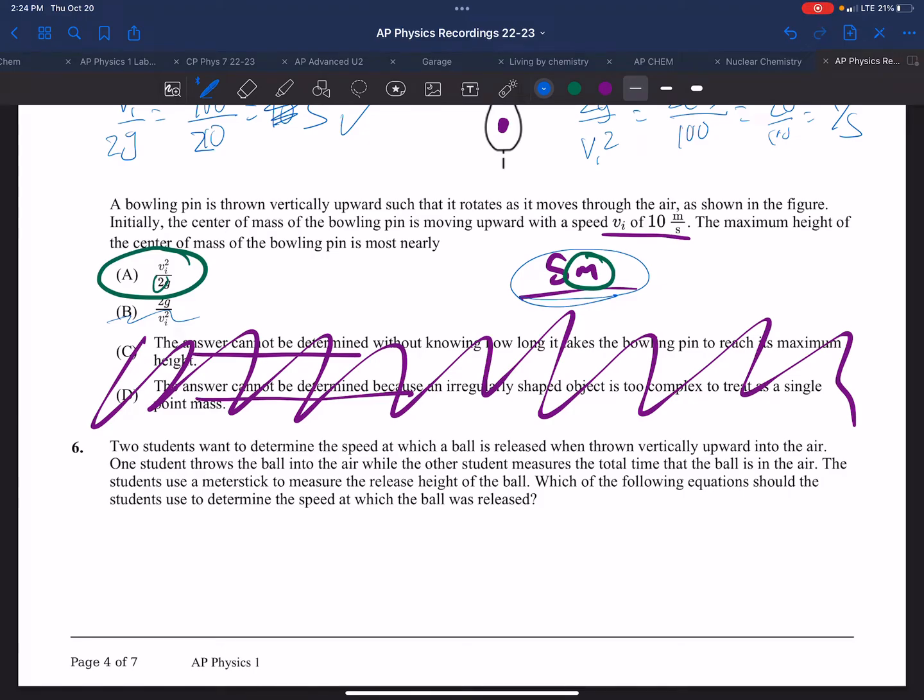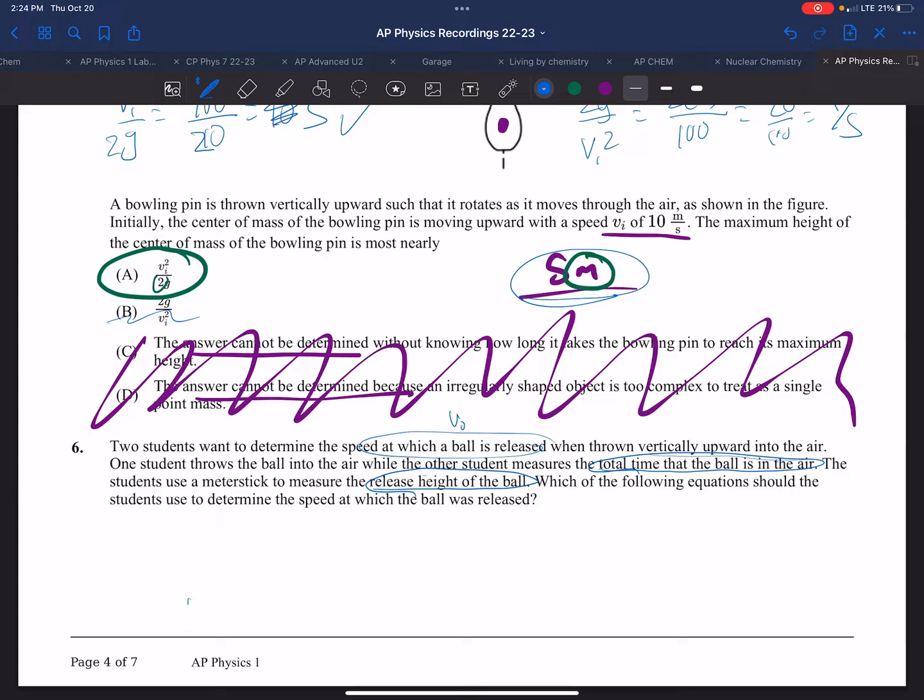All right, so in this question, we are told there are two students determining the speed at which a ball is released. So we're looking for V0. The ball is thrown vertically upward in the air. One student throws the ball into the air while the students measure the total time the ball is in the air. The students use a meter stick to measure the release height of the ball.